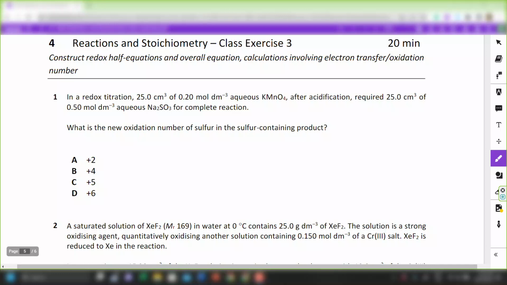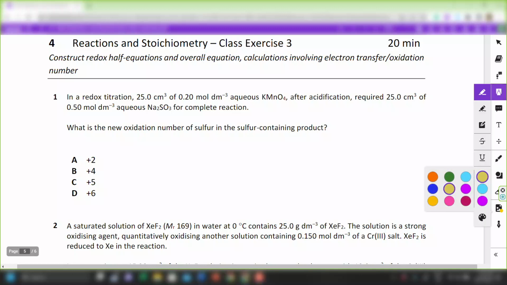Hello students, we are going to look at class exercise 3 for reactions and stoichiometry. Without further ado, we are just going straight into the question. These are some of the data we are given.